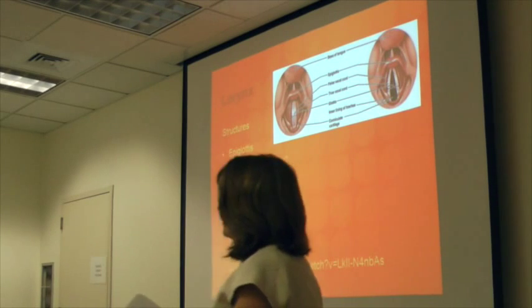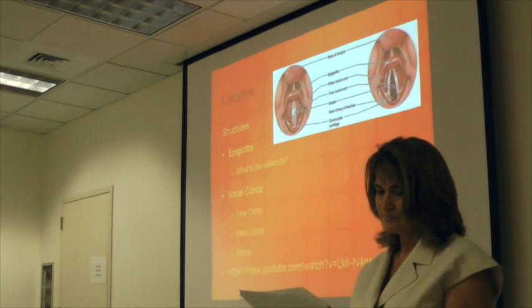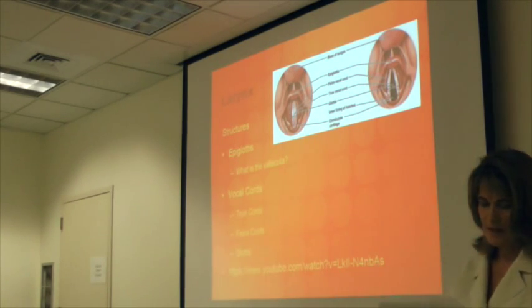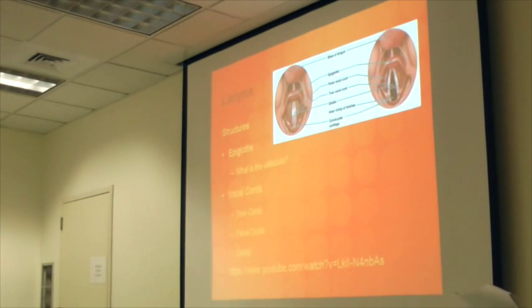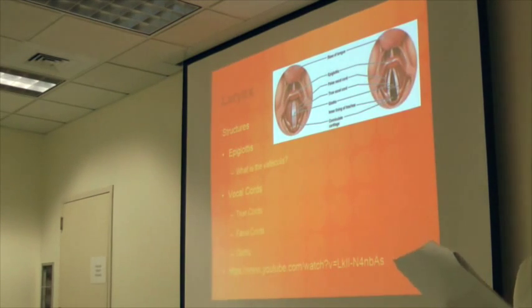All right, so flat cartilage. Begins at the base of the tongue. It diverts food away from the trachea.